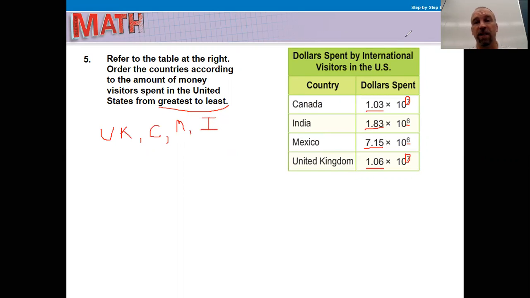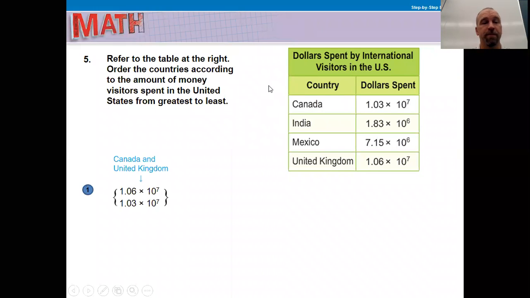Comparing the numbers in scientific notation, look at the exponent first. Larger exponent is always larger, no matter what the decimal is. 10 to the 7th power is going to multiply by more 10s than 10 to the 6th power. So even though this Mexico decimal is large, this overall number is going to be larger. Okay? Let's do one more like that, and then we'll be done.